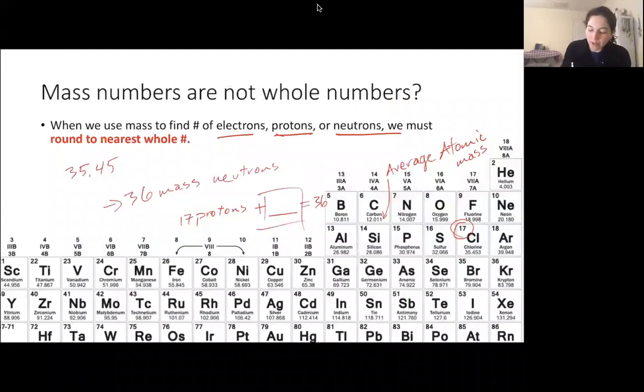So do be careful whenever you're looking at things. Boron, 10.8, you need to round up to 11 in order to find the neutron mass. Most of these are pretty close to what their whole number should be, like 79.9 or 20.18, but there are some occasional ones like the examples I've just shown you where they are not too obvious and you will need to round.